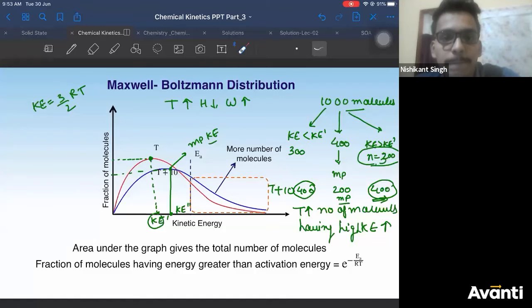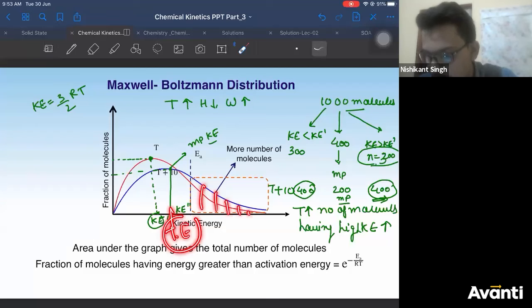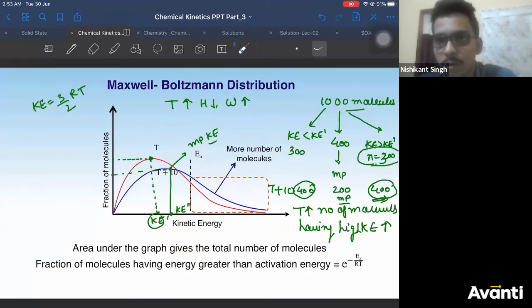Prashant? All right. So obviously the fraction of molecules is decreased. That's why I have taken the data here. Now the distribution will change when you increase the temperature. In short, it means the number of molecules which will have energy greater than threshold energy at a higher temperature will be more. Therefore, rate of reaction increases.